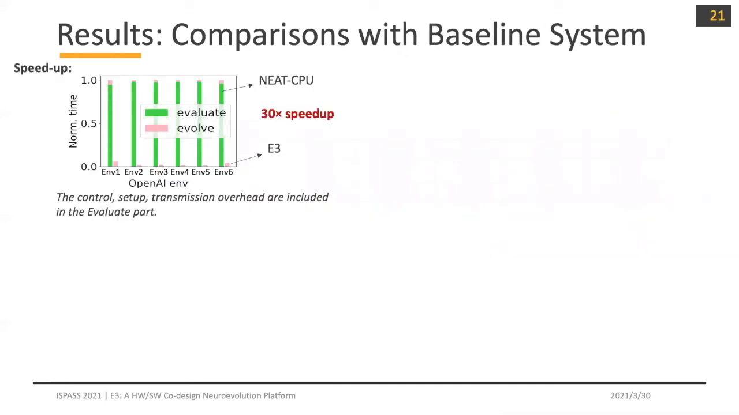Now let's compare with the baseline system. We compare with the NEAT CPU version, and we are accelerating the evaluate part. And when we are accelerating those parts, we introduce some control setup and transmission overhead, and all of them are included in the evaluate part. So overall, we have 30 times speedup compared to the NEAT CPU.